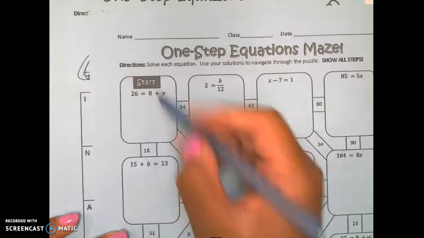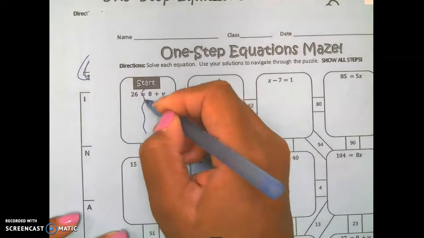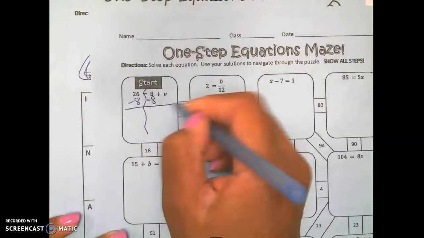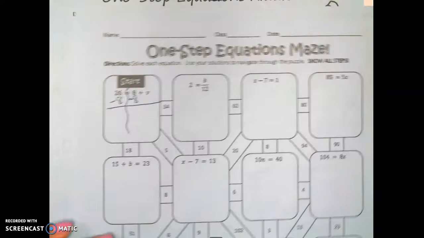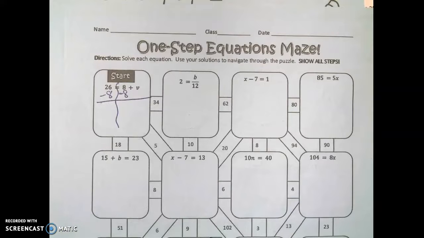So this is B plus 8. I want to draw a river, subtract 8, subtract 8. Now you won't do all of these over here, but it will help if you have the whole thing done, so that way you're guaranteed to get each problem done and complete.